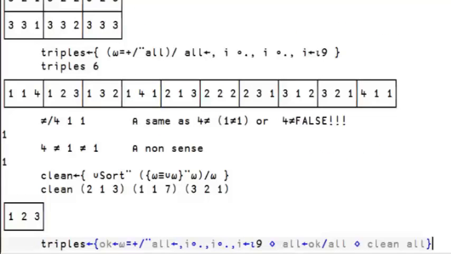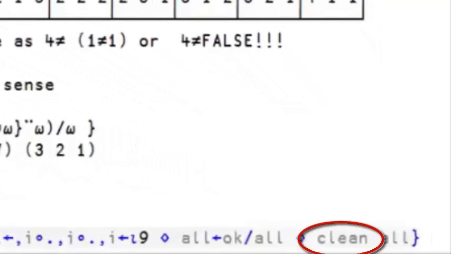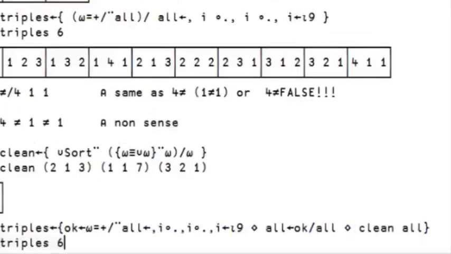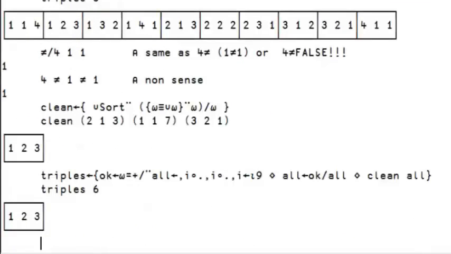So let's modify our triples function to make use of it. So it's the same function as we had before, but this time we clean the result. And if we try it on 6, we get only the set consisting of the numbers 1, 2, and 3.